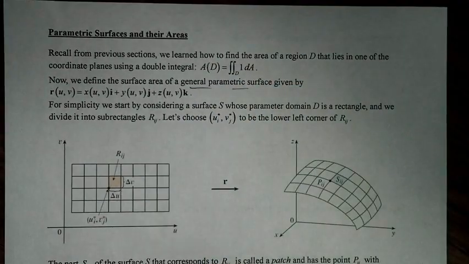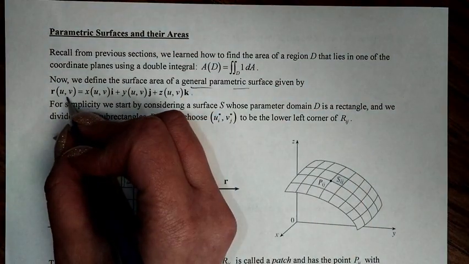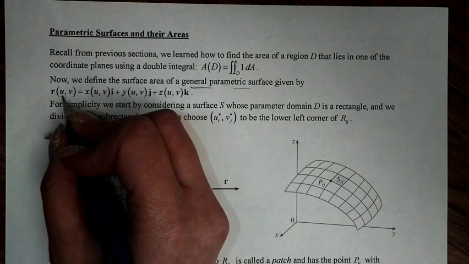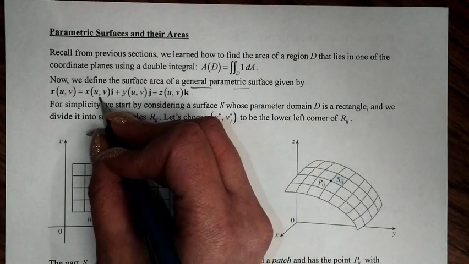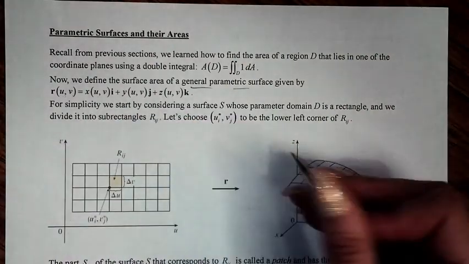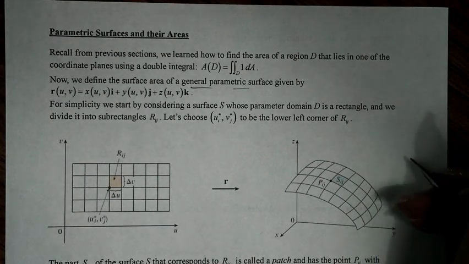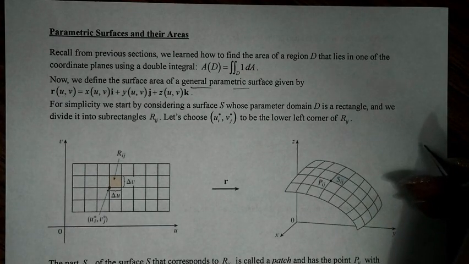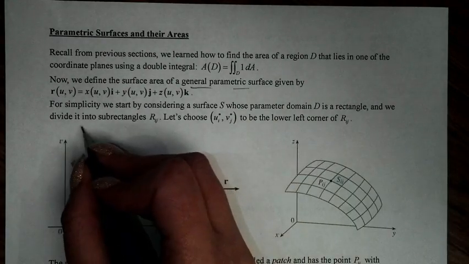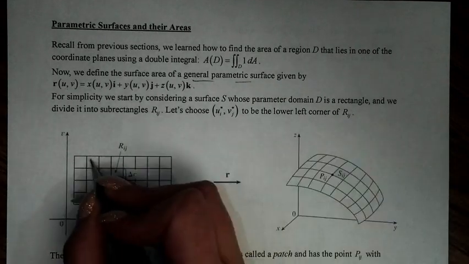The first idea to keep in mind is that we're going to have a vector valued function like this, parametrically defined with two parameters u and v. So you're going to have your x, your y, and your z components. For simplicity, we start by considering a surface S whose parameter domain D is a rectangle. You have a situation that looks like this, and we're going to divide this big rectangle into sub-rectangles.